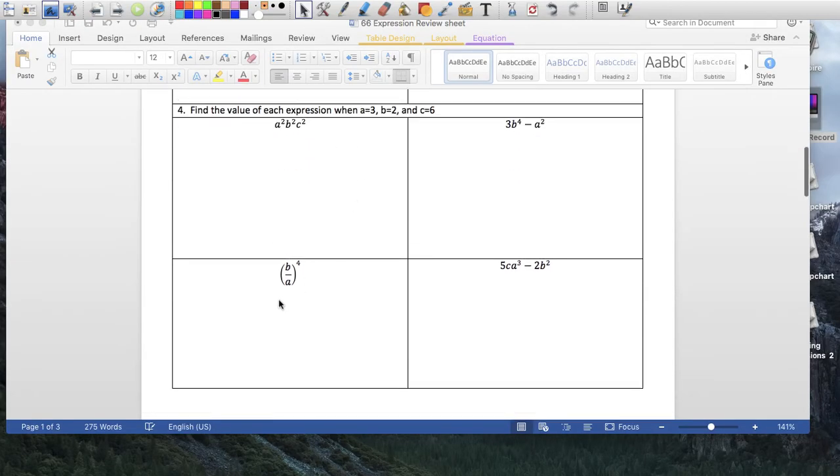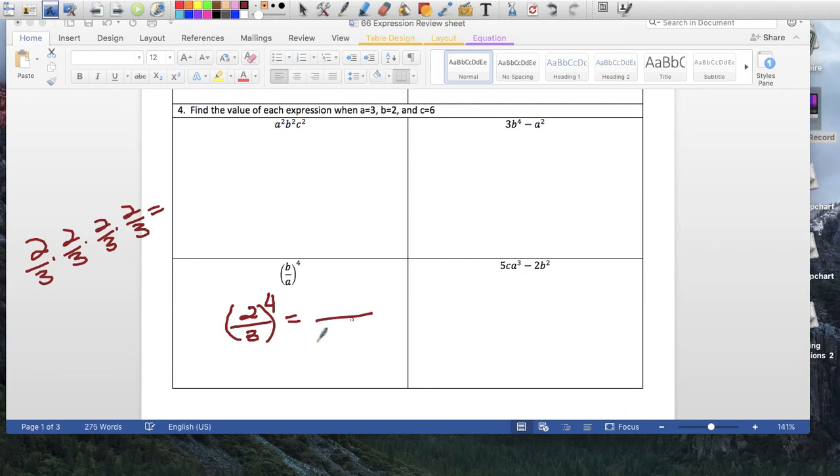For this one, B, so let's translate. What is B? B is 2, so it's going to be 2, and A is 3, so let's put it over here to the 4th power. And 2 over 3 to the 4th power is 2/3 times 2/3 times 2/3 times 2/3. When you're multiplying fractions, numerators with numerators, denominators with denominators, so it's 2 times 2 times 2 times 2, which is 4, 8, 16. 3 times 3 is 9, times 3 is 27, times 3 is 81. Final answer, 16 over 81.